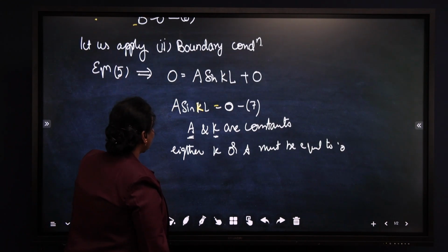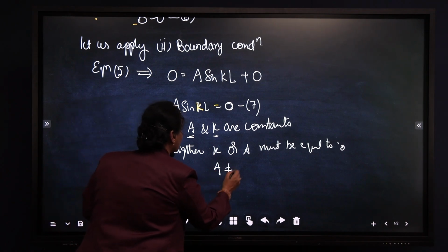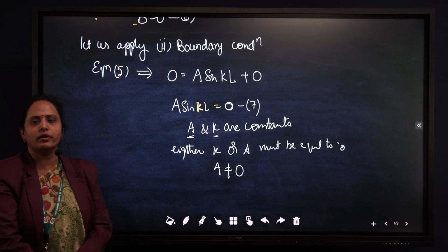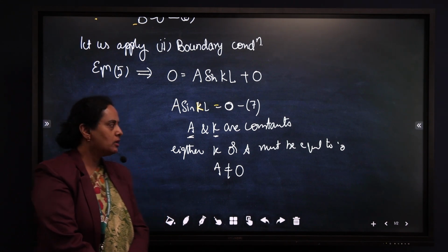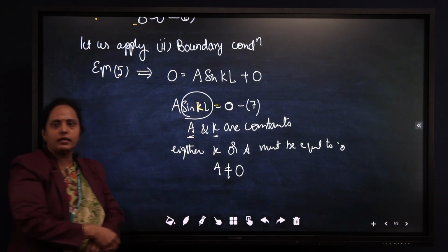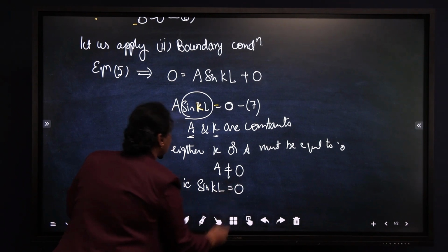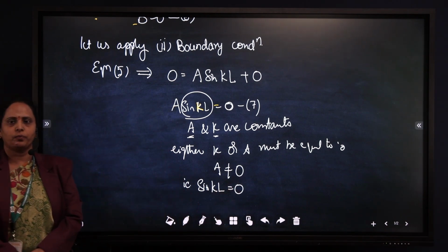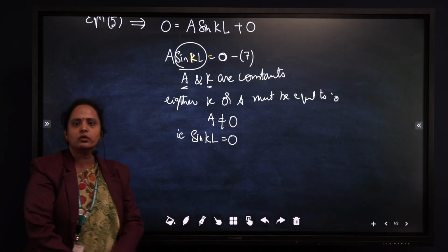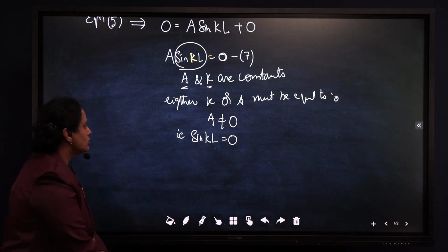But as a is an unknown constant, I can't make a equal to 0. That is, a can never be equal to 0, because it is an unknown constant and we didn't find out the value. So the only thing that I can make 0 is the sin KL value. That is, sin KL must be equal to 0, because we know sin 0 is 0. So I can make sin KL equal to 0.